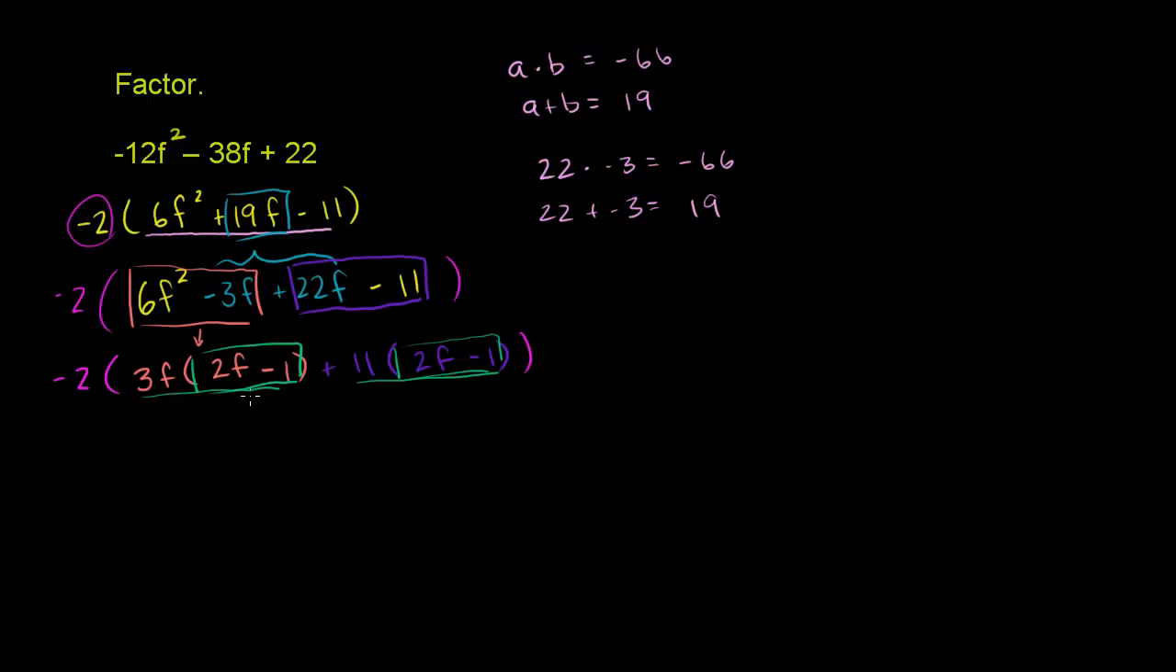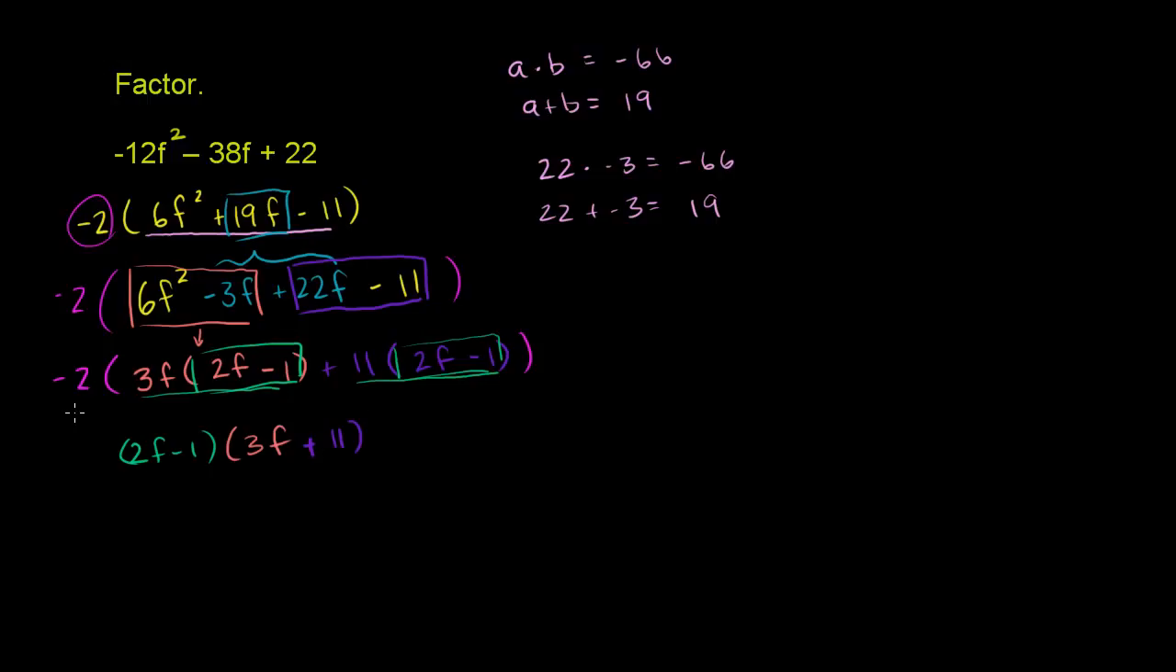So we can factor that out. This whole thing is just an exercise in doing the reverse distributive property, if you will. So you have 2f minus 1 times 3f plus 11, in the same shade of purple over there. And if you like, you can distribute. 2f minus 1 times 3f will give you this term. 2f minus 1 times 11 will give you that term.